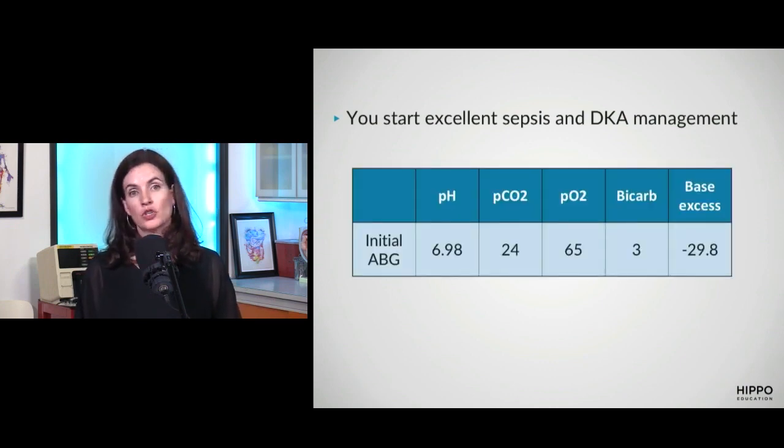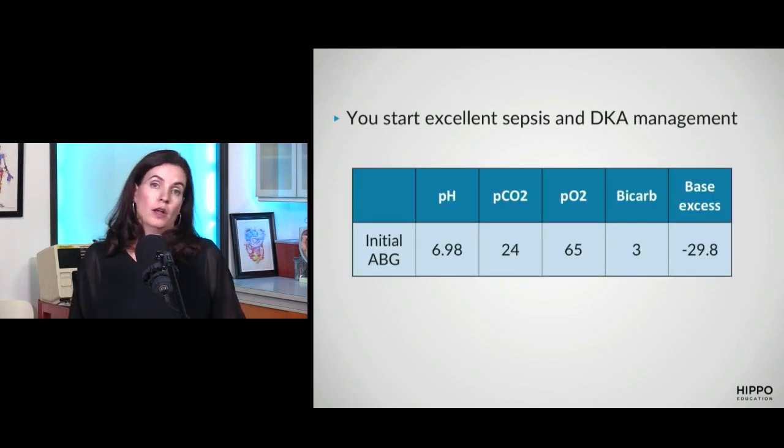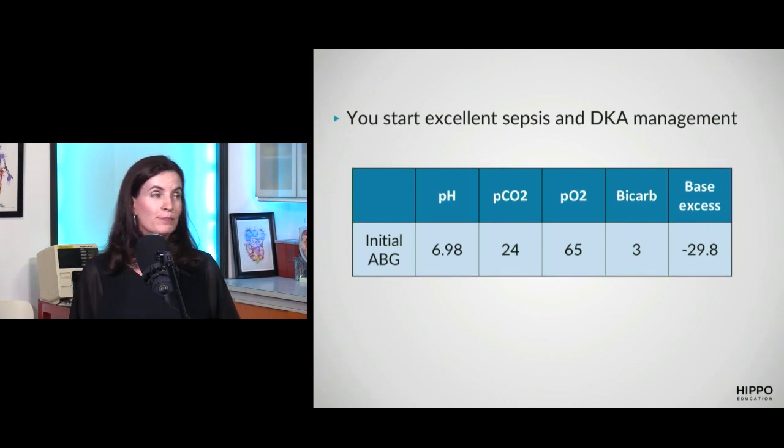And this was her initial ABG. So pHs that start with 6s are always terrifying. Personally, I like numbers that start with 7, right? A normal pH is 7.4. So once you get down into the 6s, you're getting into critically acidotic patients. She's a PCO2 of 24.